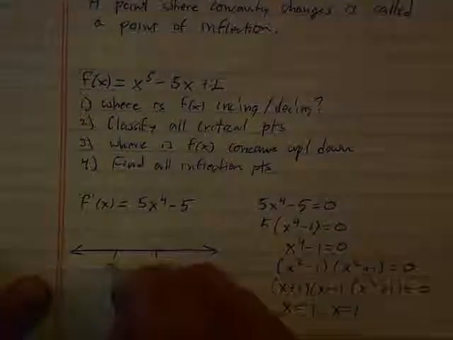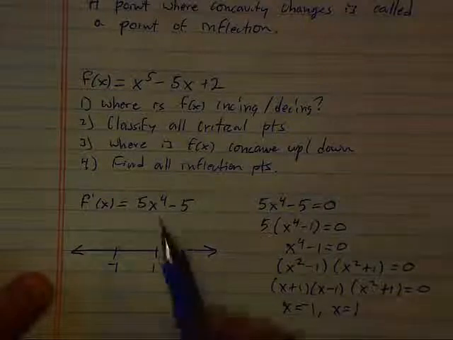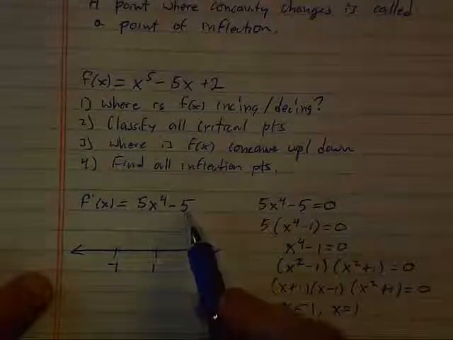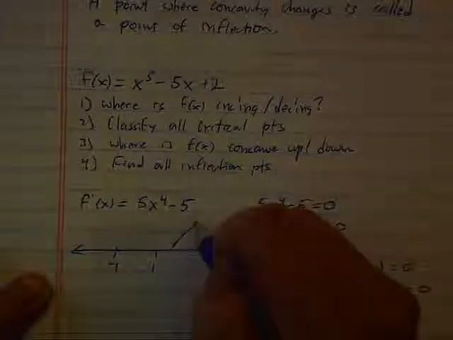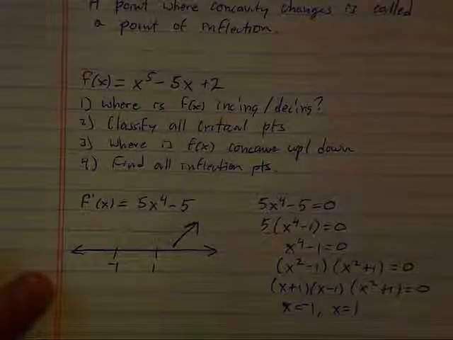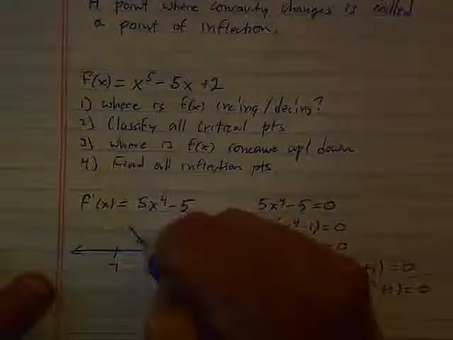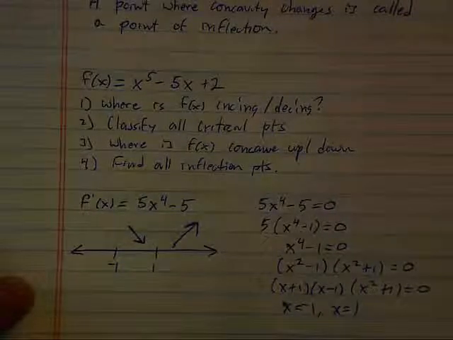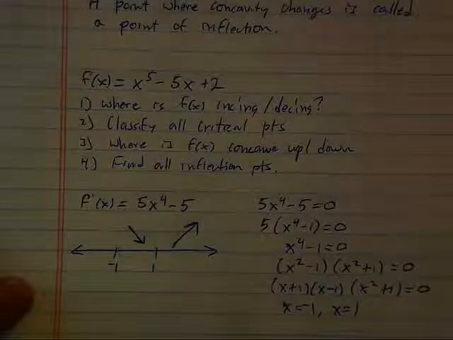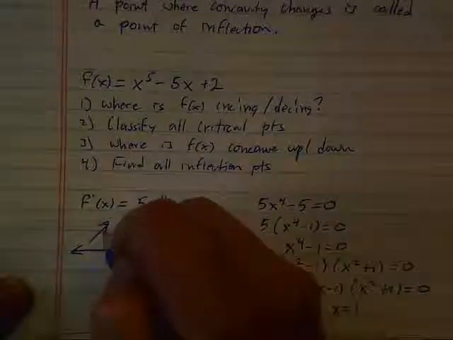All right, I draw my number line. There's 1, there's negative 1. Favorite number bigger than 1? 2. 5 times 2 to the 4th minus 5. Positive number or negative number? Positive, increasing there. Favorite number between negative 1 and 1? 0. If I plug 0 in, I get negative 5. I can do that one in my head. And finally, I plug my favorite number smaller than negative 1 in. Negative 2. Negative 2 to the 4th times 5. That's something pretty positive. And then subtract 5, it's still going to be positive.